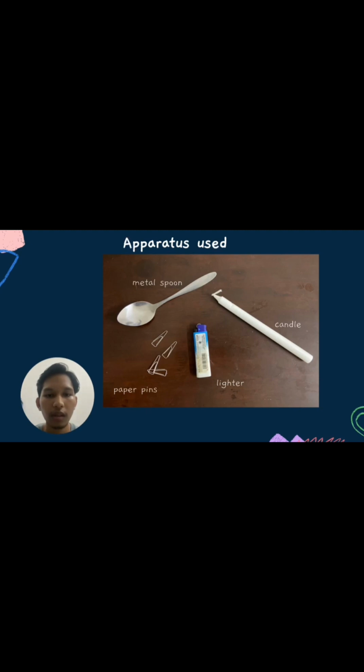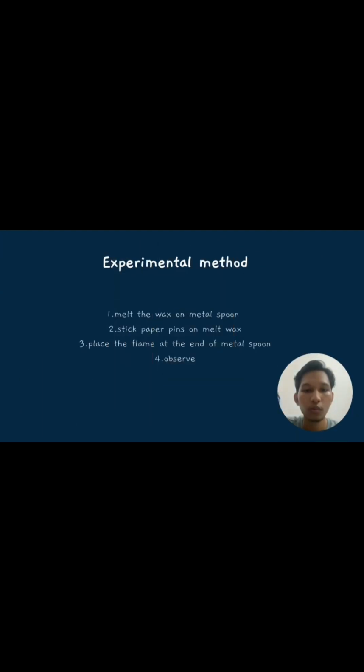The apparatus that I used to run the experiment are a metal spoon, a candle, a lighter and pepper pins. First, we melt the wax on the metal spoon and stick the pepper pins on it. After that, place the flame at the end of the metal spoon and observe.